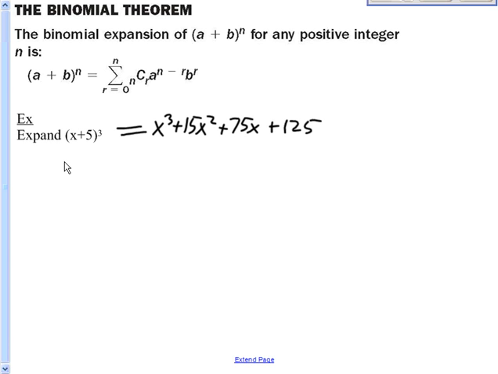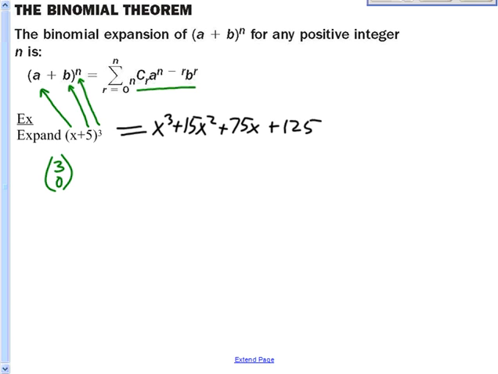Here's how it rolls. You see how your x is your a, your 5 is your b, and your 3 is your n. It's n choose r, a to the n minus r, b to the r, and we're going to let r be 0 initially. So first, it's 3 choose r, with r being 0 initially.